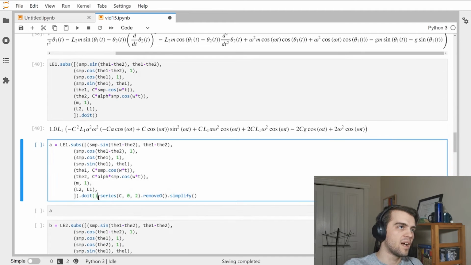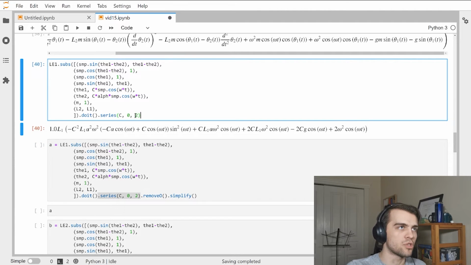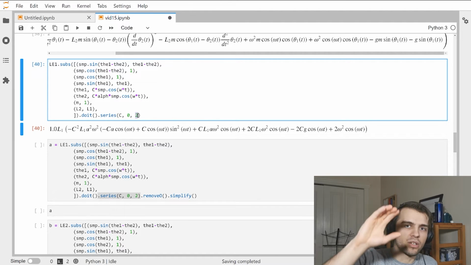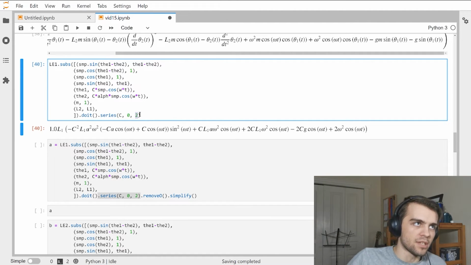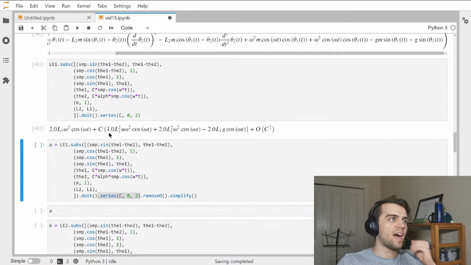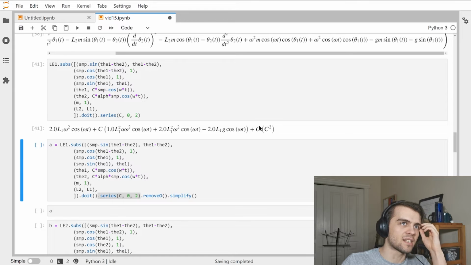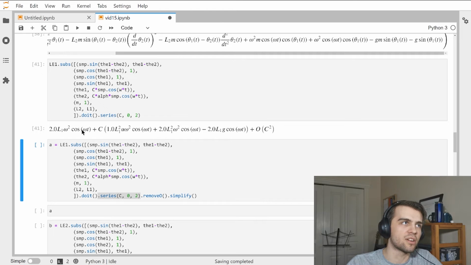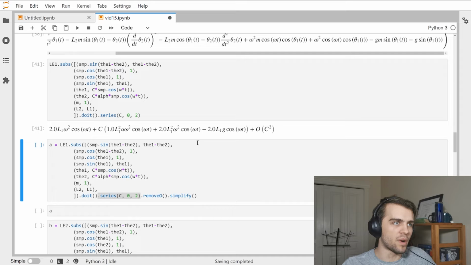And for that, I add this .series(c, 0, 2). What that means is I'm only taking the constant term and the order c term. That's what this 2 here means. So I'm taking those two terms, and it creates this series. And it writes everything like this, and then it's got this plus order of c squared term. So this is linear in c, and a constant term here as well, plus order of c squared.